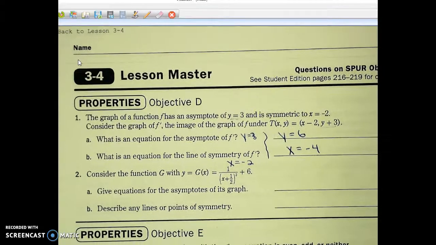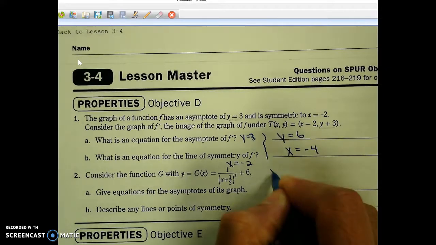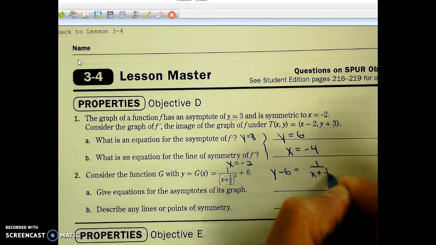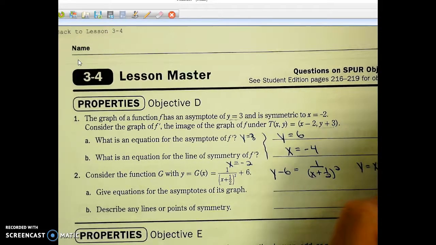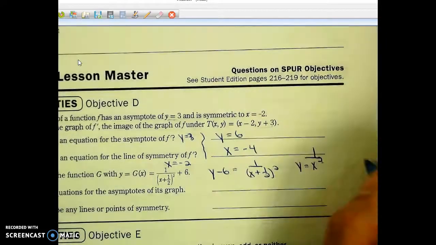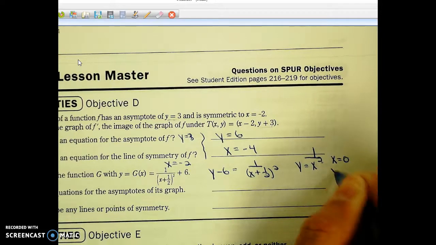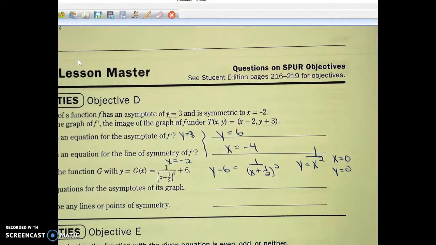Okay, 2a wants me to give equations for the asymptotes of its graph and describe any lines or points of symmetry. So first thing I'm going to do is look at this equation as y minus 6 equals 1 over x plus 1/2 squared. This parent function is y equals 1 over x squared, and the two asymptotes related to that are x is 0 and y is 0. So I'm going to figure out what's the translation rule going on in here first.